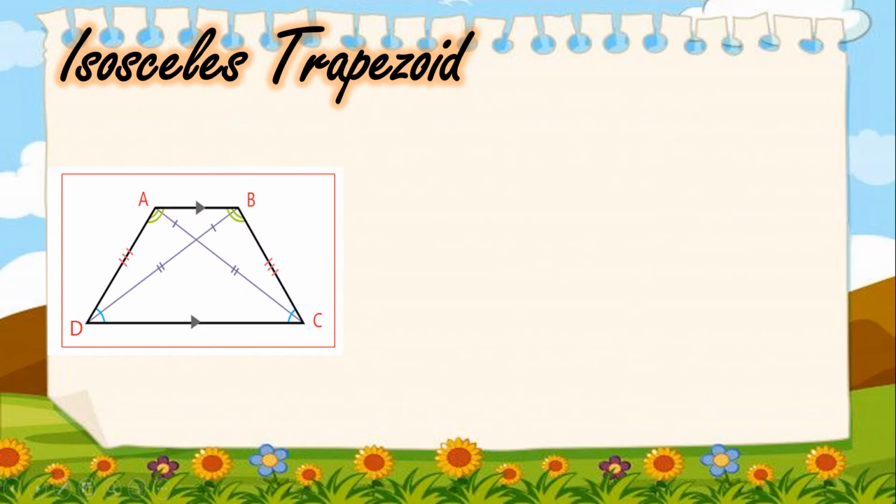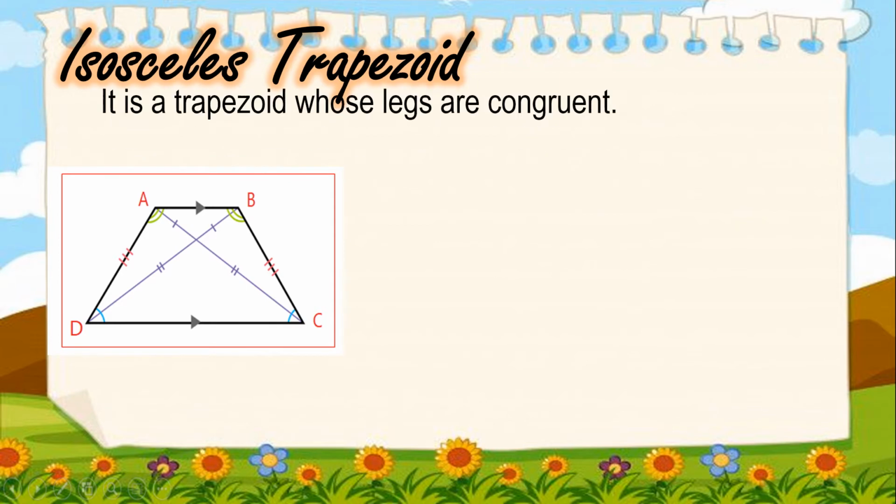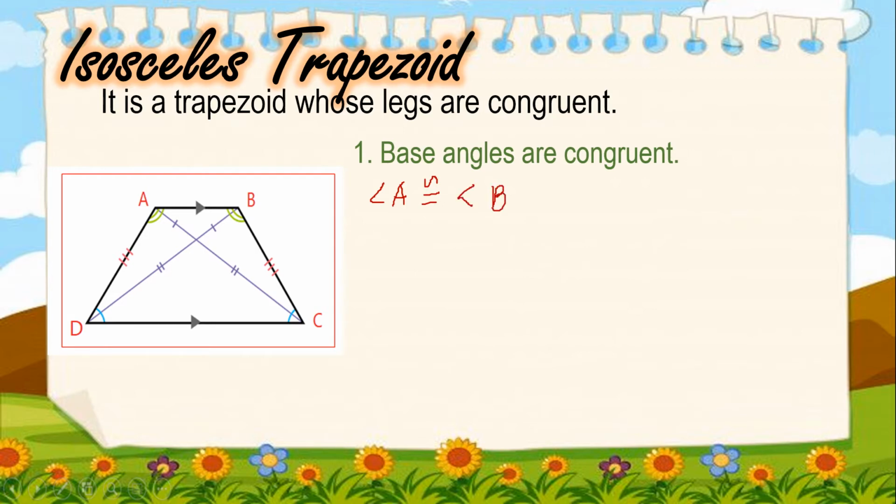Let's say, for example, we have isosceles trapezoid ABCD. So first, the base angles of an isosceles trapezoid are congruent. The first pair of base angles are angle A and angle B. So it means that angle A is congruent to angle B. Another pair of base angles are angle C and angle D. So we can say that angle C is congruent to angle D.